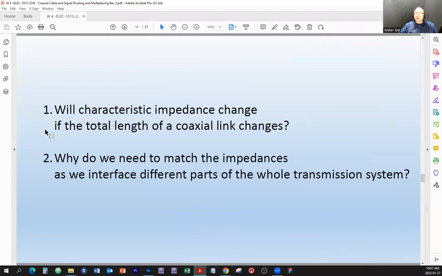When it comes to characteristic impedance, will the characteristic impedance change if the total length of the coaxial cable or link changes? Does it depend on the length of the cable? Yes or no? Somebody? No, it doesn't. There we go, Marty. Thank you.